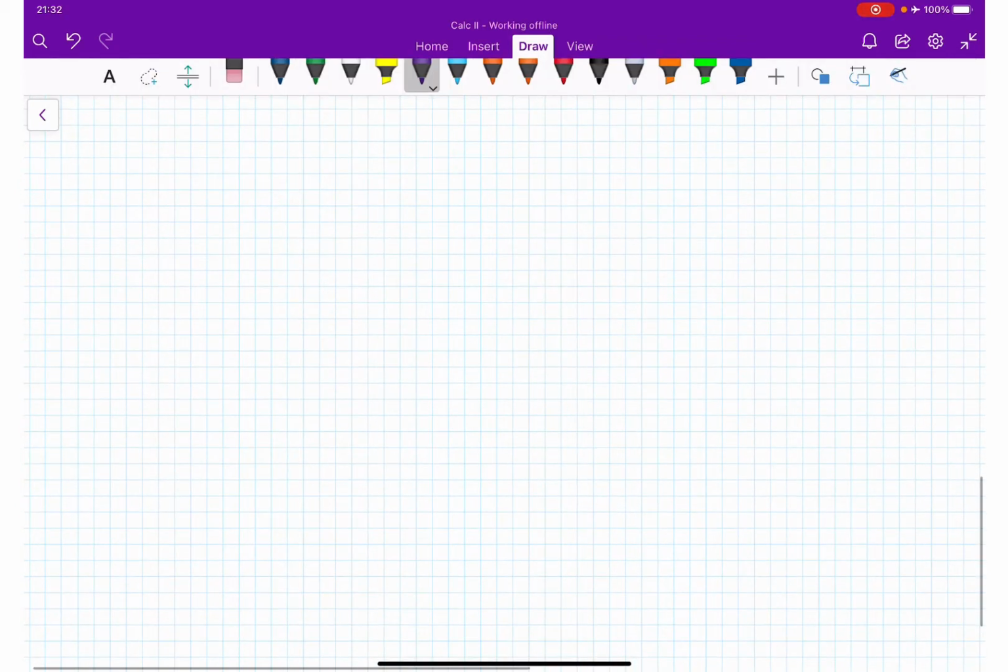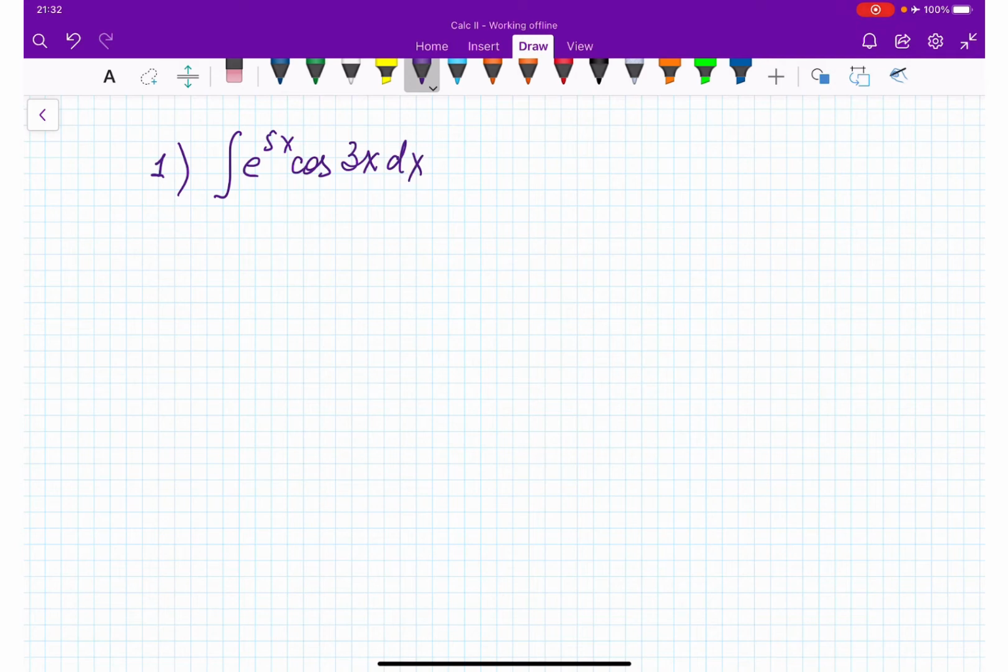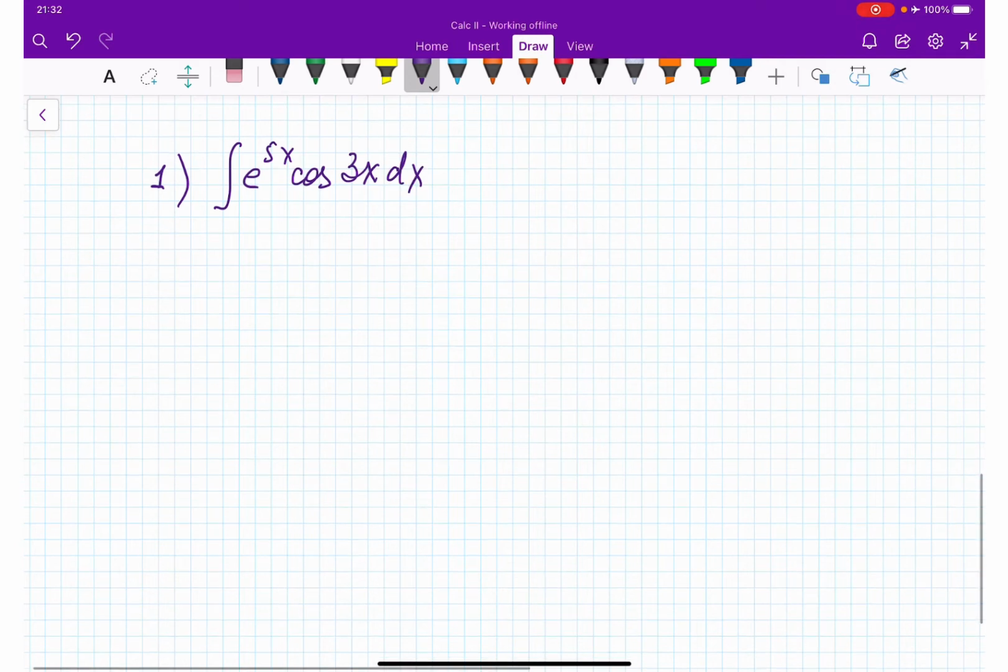Okay, question number 1. The integral of e to power 5x cosine 3x dx. Okay, so first of all we need to find substitution by parts.